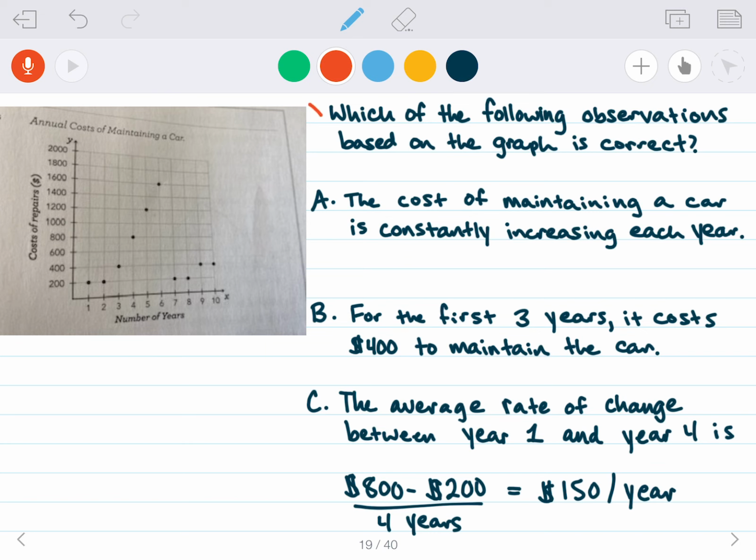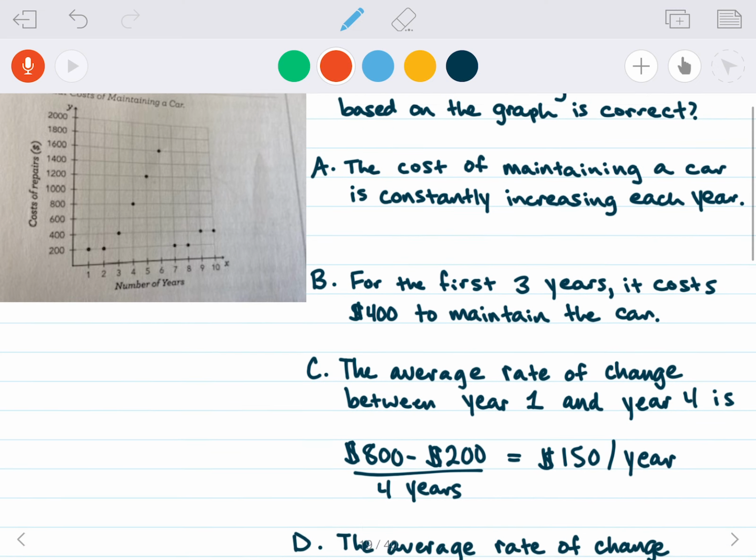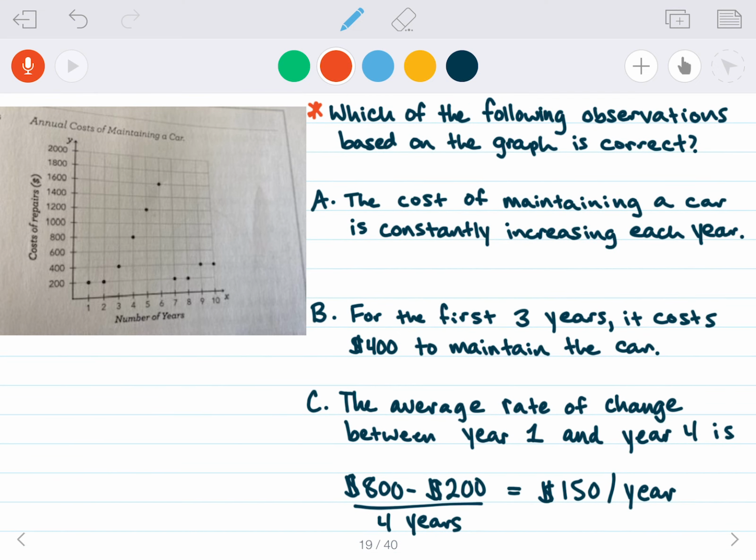So this is a multiple choice question. It says, which of the following observations based on the graph is correct? So let's go through each of these choices and determine whether or not it makes sense based on our graph here. First of all, letter A says the cost of maintaining a car is constantly increasing each year. Well, that's not true, because if we look at the x-axis, that's years.